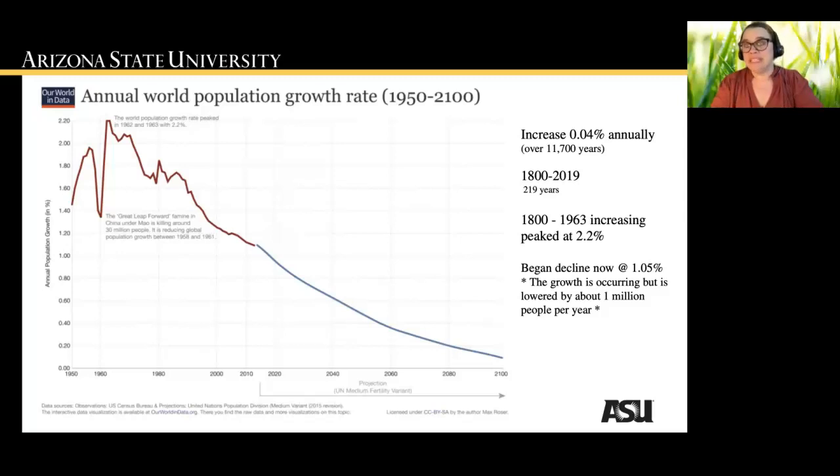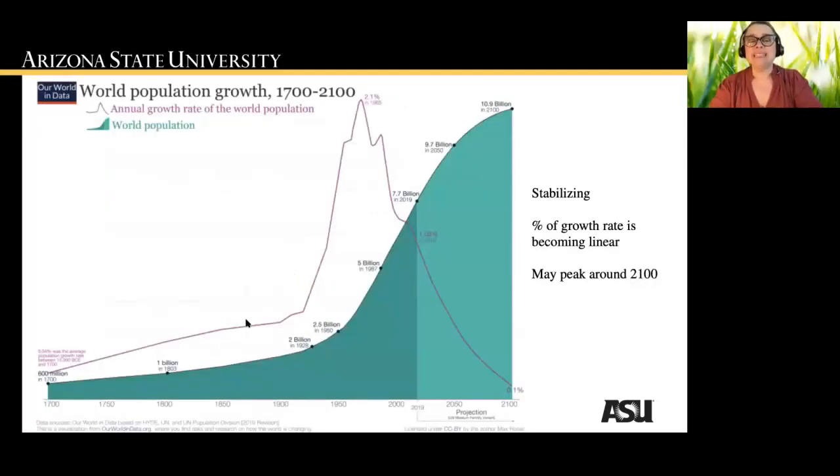And up until around 2015, we were still increasing, but now we are decreasing our population growth by about 1% per year. So about 1 million people a year. But we were growing at a much higher rate than that. We're only decreasing the amount of growth by about 1% a year. This is a nice graph because it shows us not only the percentage of growth, but also the population with regard to the percentage of growth.